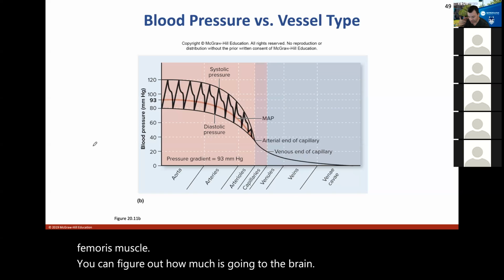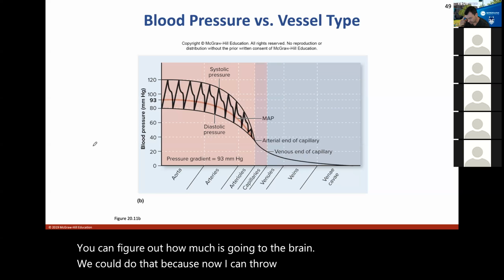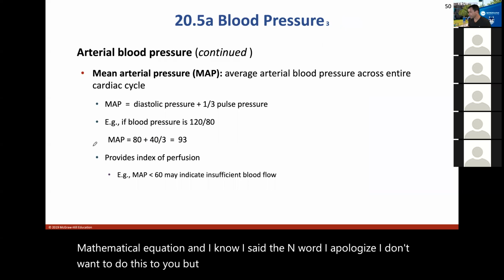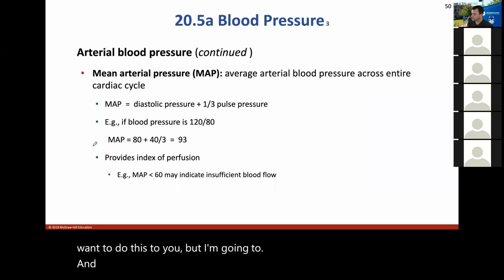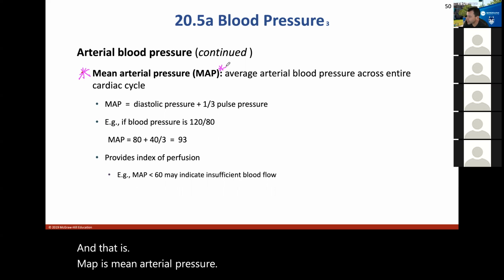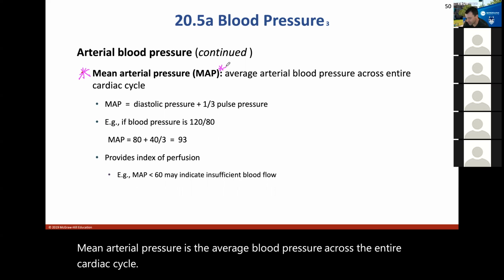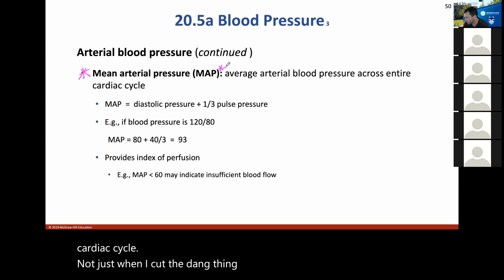We could do that because now I can throw these numbers in a mathematical equation. And I know I said the M word. I apologize. I don't want to do this to you, but I'm going to. And that is MAP. MAP is mean arterial pressure. Mean arterial pressure is the average blood pressure across the entire cardiac cycle. Not just when I cut the dang thing off and open it back up.